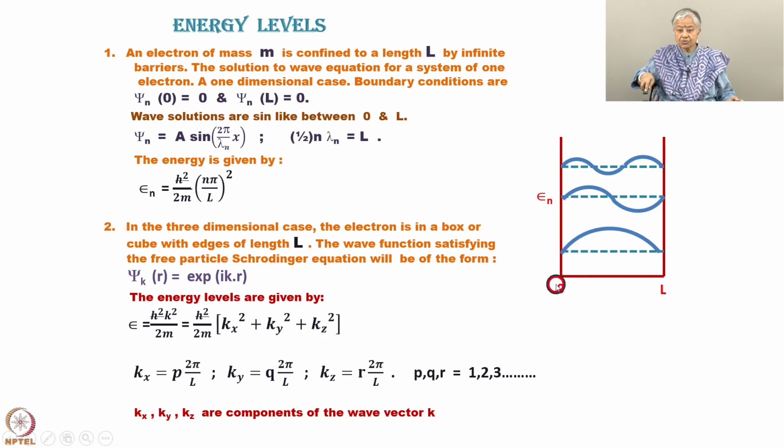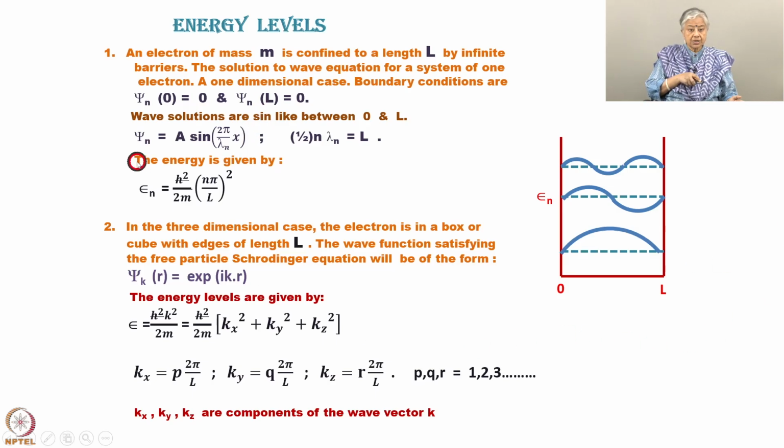If it comes to 0, the electron sees a big barrier. If it comes to L, it sees a big barrier. So, these are the boundary conditions that you need to put in the Schrodinger equation and solve it, and find the wave that is a solution to the Schrodinger equation. And the wave, for this one dimensional case, is a sine like wave.